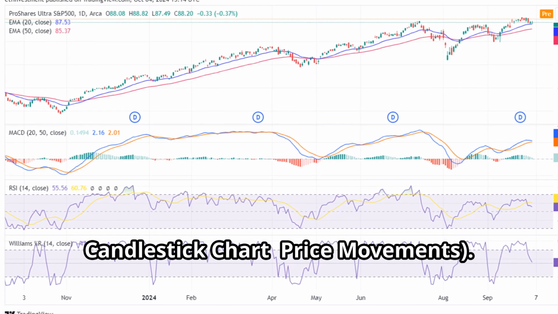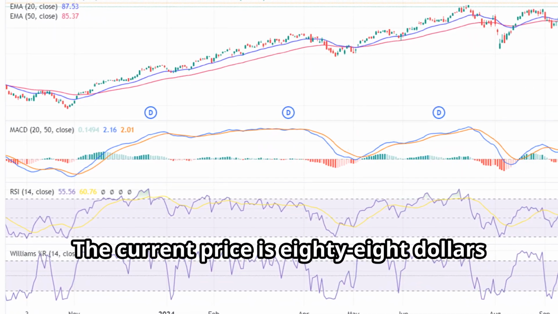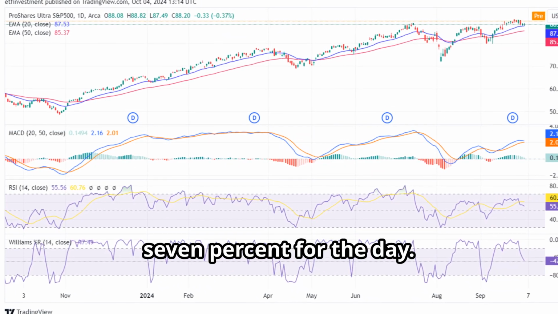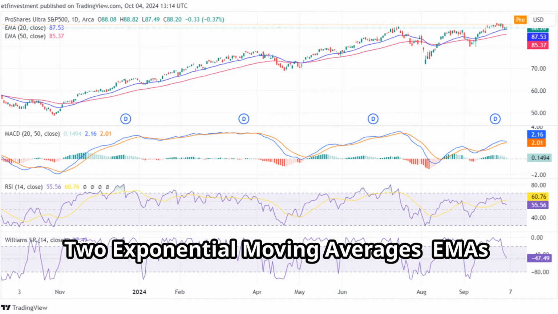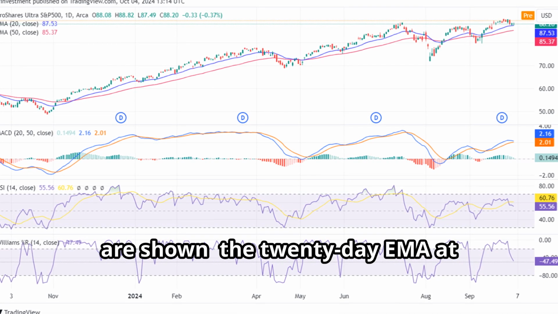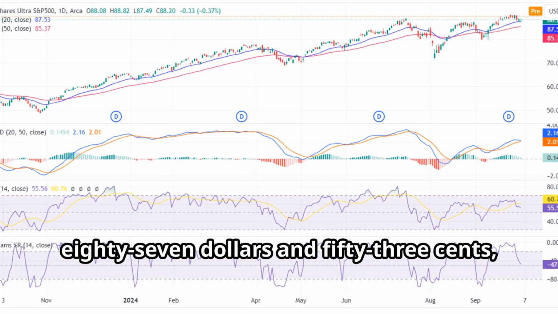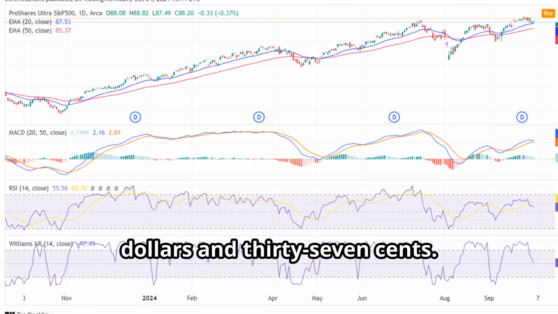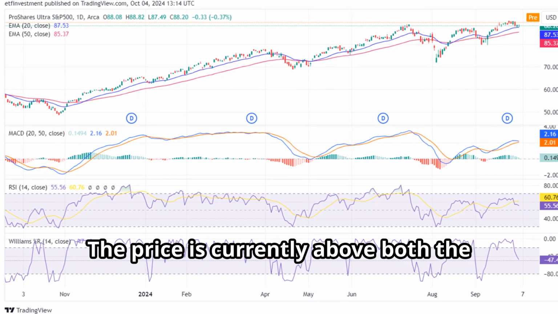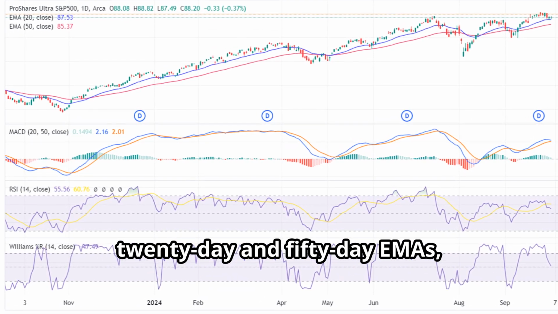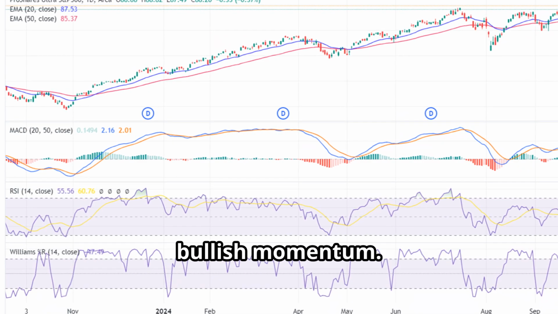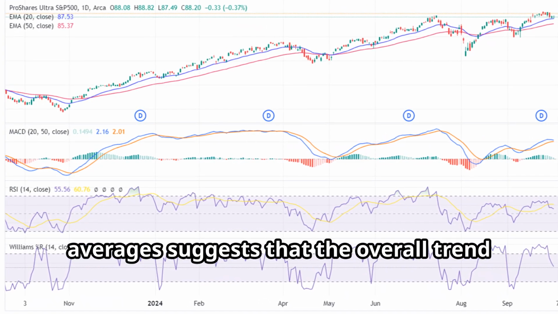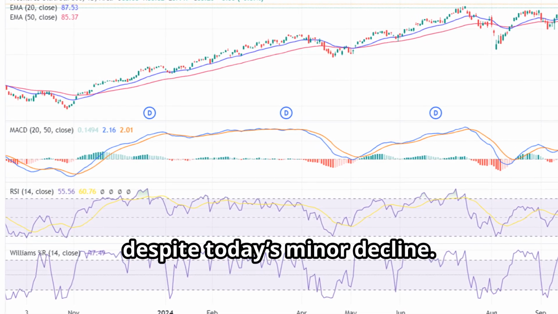1. Candlestick chart, price movements. The current price is $88.20, showing a decline of 0.37% for the day. 2 exponential moving averages, EMAs, are shown: the 20-day EMA at $87.53 and the 50-day EMA at $85.37. The price is currently above both the 20-day and 50-day EMAs, indicating short-term and medium-term bullish momentum. The fact that the price is above these averages suggests that the overall trend remains upward, despite today's minor decline.